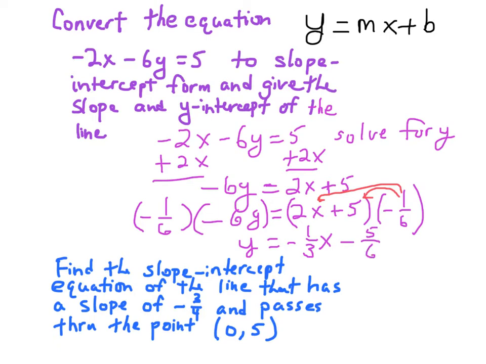So my slope, for this equation, is negative 1/3, and my y-intercept is the point (0, negative 5/6). So it's not a whole number, the y-intercept. So now let's go to the next one.